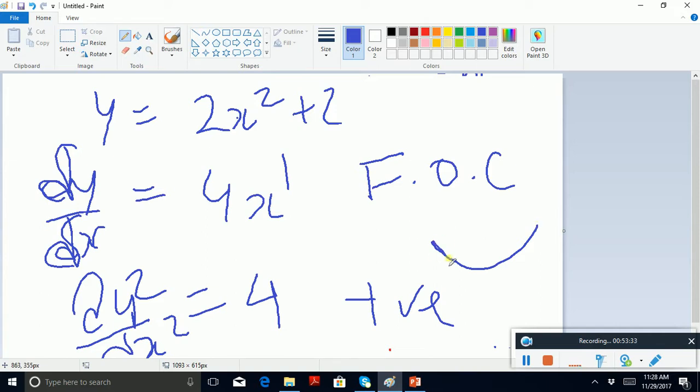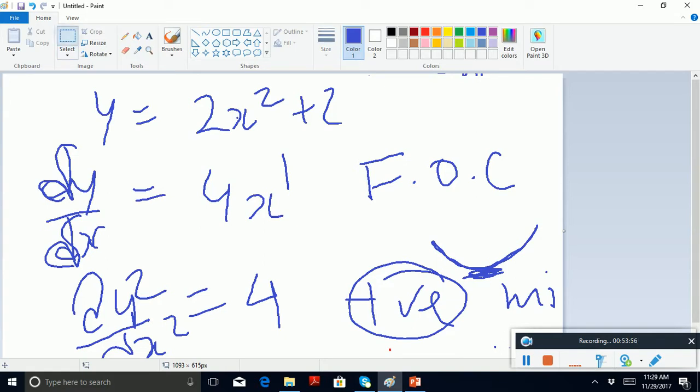So it will be something like this, and you will find the minimum point, right? If the second order is positive, it's a minimum. If the second order is negative, it's a maximum.